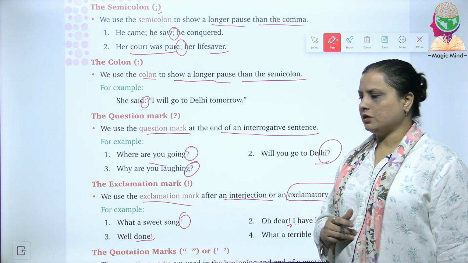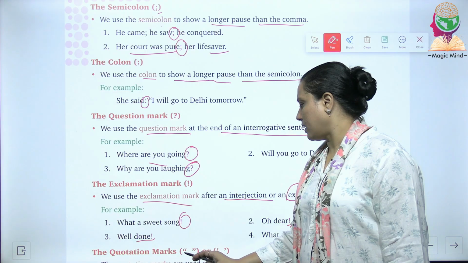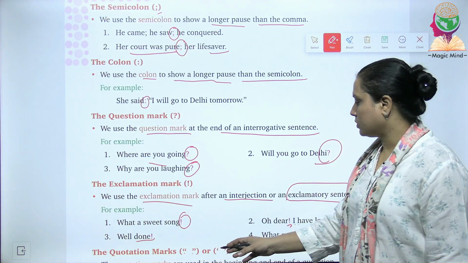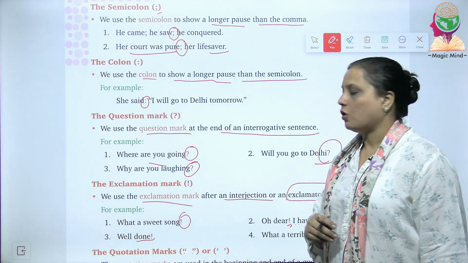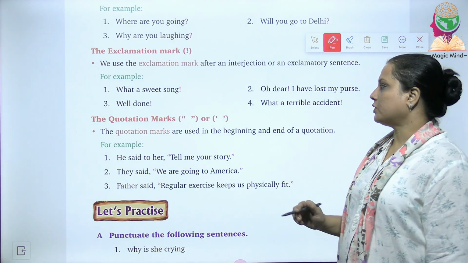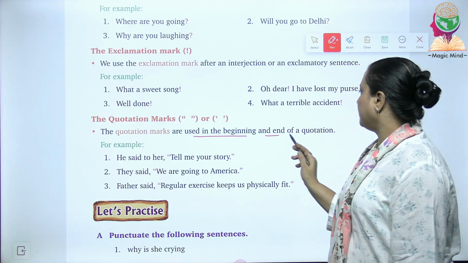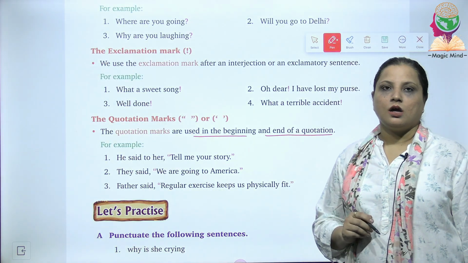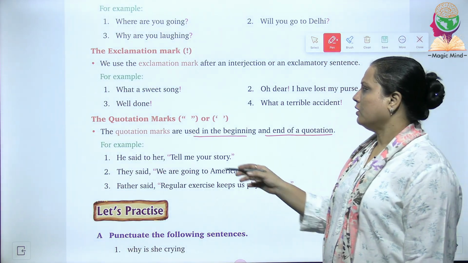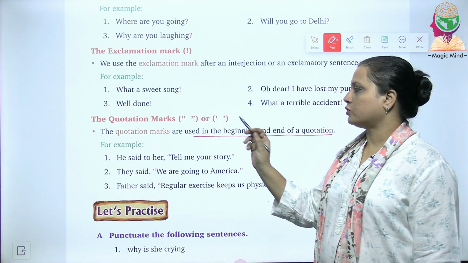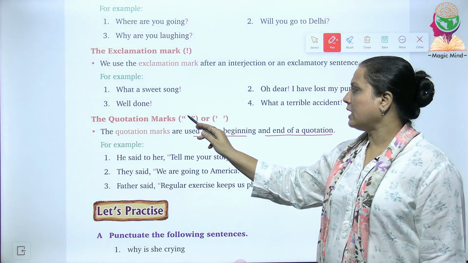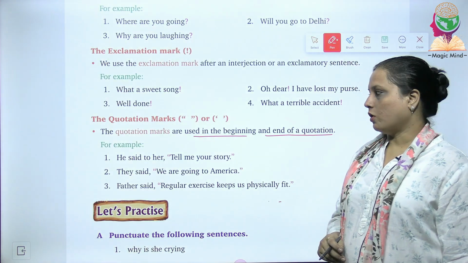How is it denoted? A quotation mark is denoted by double inverted commas or single inverted commas on the top of the word. A quotation mark is used in the beginning and the end of a quotation. When we are trying to quote something, then we use the quotation mark. That is also known as inverted commas. We can use single as well as double inverted commas.